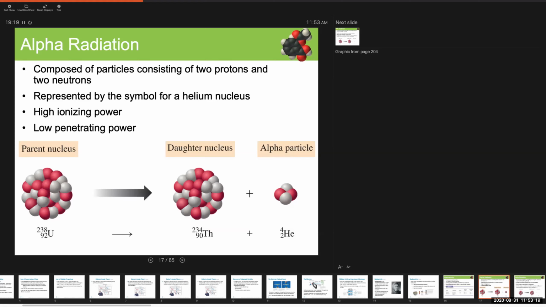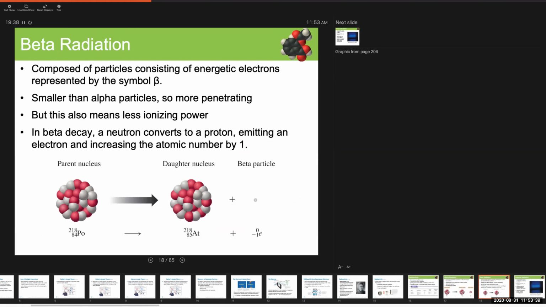So when we think about alpha, that is thought of as the helium nucleus, which we see down here on the right. Once again, high ionizing power, low penetrating power. The beta particles are smaller than alpha. Since it's smaller, it has the ability to penetrate in more, but it's less ionizing. Beta particle is typically a negatively charged particle.